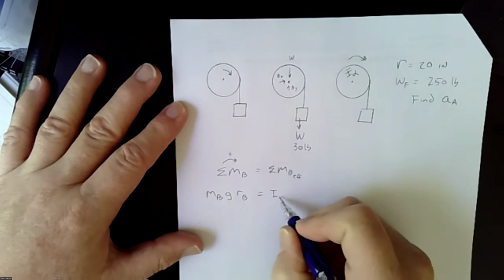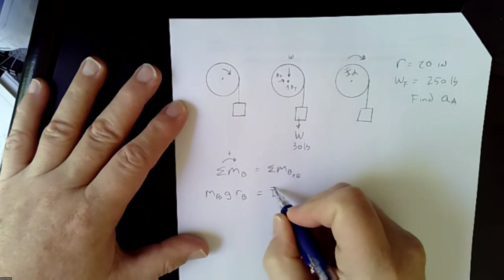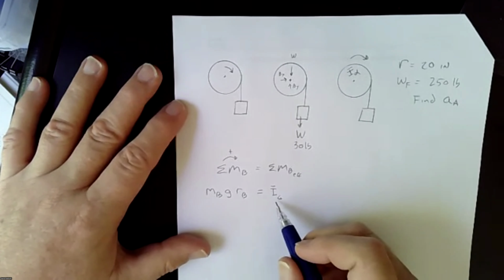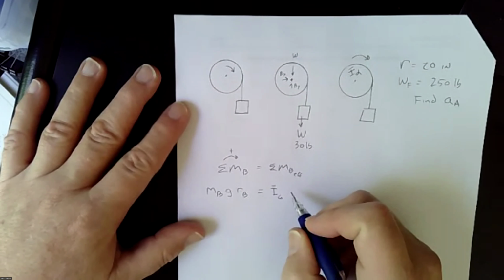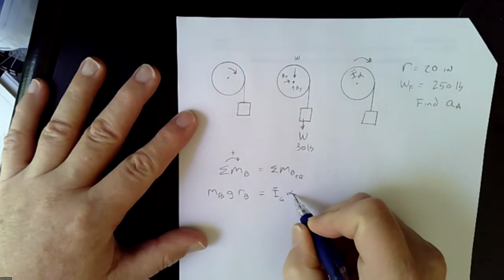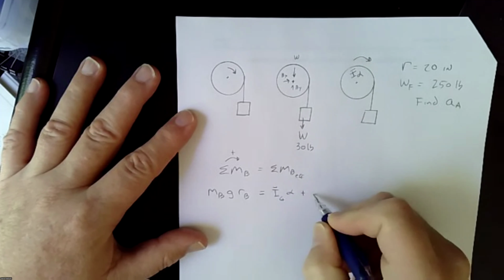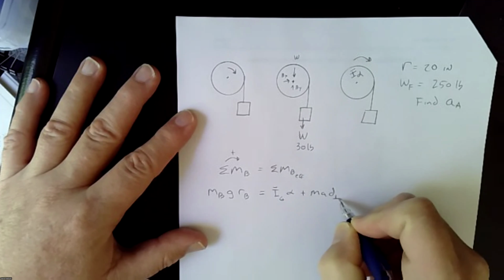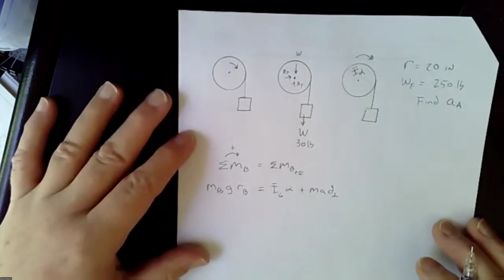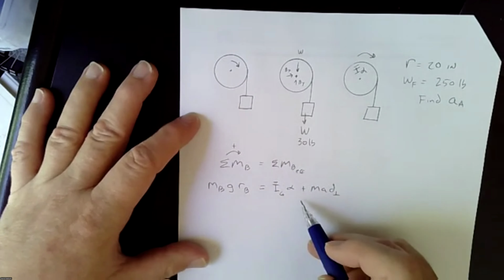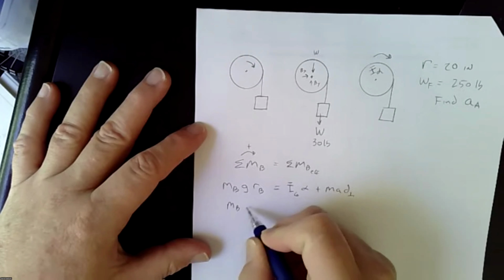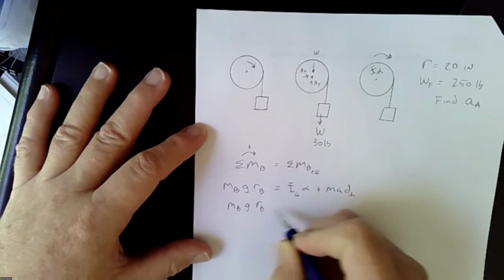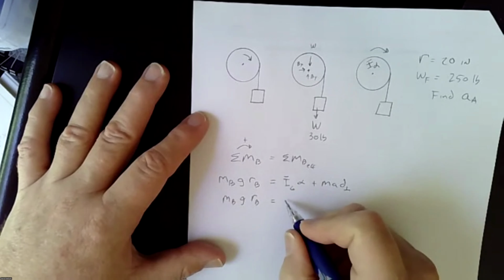I of G. When I say I of G here, I'm saying the moment of inertia of the flywheel, because that always has to be I of G, and that's going to be times alpha plus m a d perpendicular. So that's my sum of the moments about there. Let's expand it a little bit. So mass times g times R, and that equals I of G.